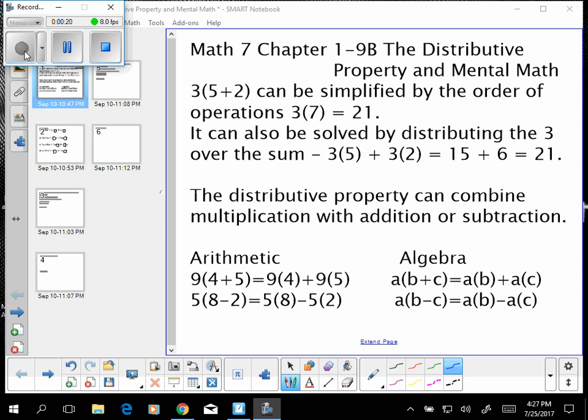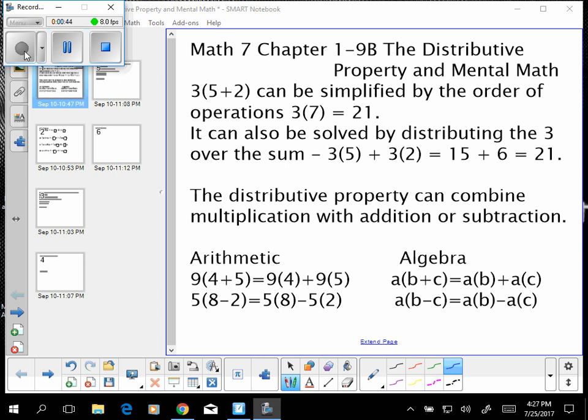If you would see the problem that I have here for you, 3 times, and then in parentheses 5 plus 2, and we usually say 3 times the quantity 5 plus 2, we know that we can simplify that by the order of operations. I'm supposed to do what's in the parentheses first, so I should be taking 3 times 7, and then my answer is 21.